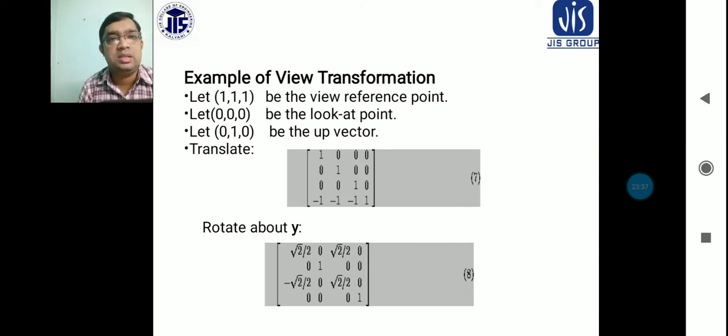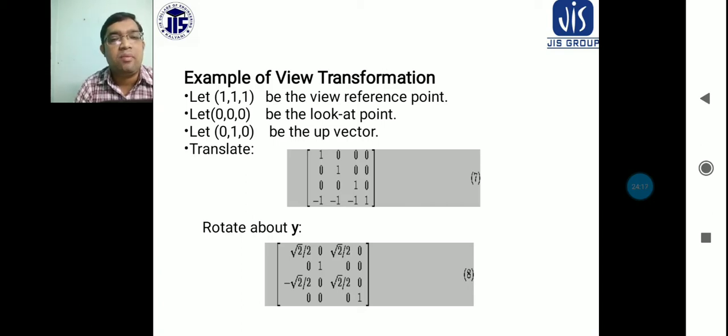Let the view reference point be given by its x, y, z coordinates. Let (0, 0, 0) be the look-at point. Let (0, 1, 0) be the up vector. The translation matrix has first column 1, 0, 0, 0, second column 0, 1, 0, 0, third column 0, 0, 1, 0 with the translation terms, and fourth column 0, 0, 0, 1.